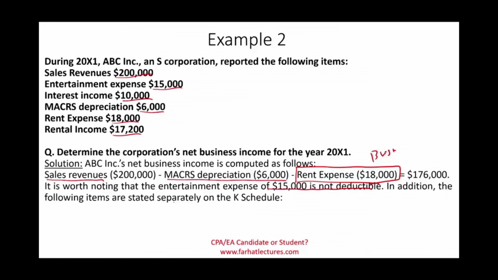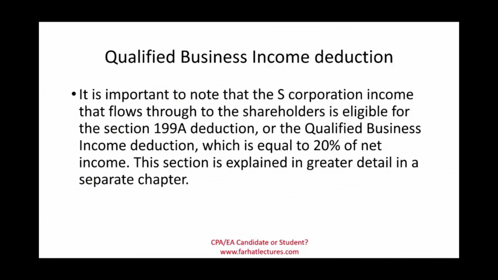In addition, the following items are separately stated on Schedule K-1. Interest income of 10,000 because it affects individuals differently. Rental income of 17,200. So those are reported separately. It's also worth mentioning that S corporation income that flows through to the shareholder is eligible for the Section 199A deduction, which is the qualified business income deduction, which we'll talk about later. Just make sure you're aware that S corporation income is eligible for that, which is good, which will give you a nice deduction.